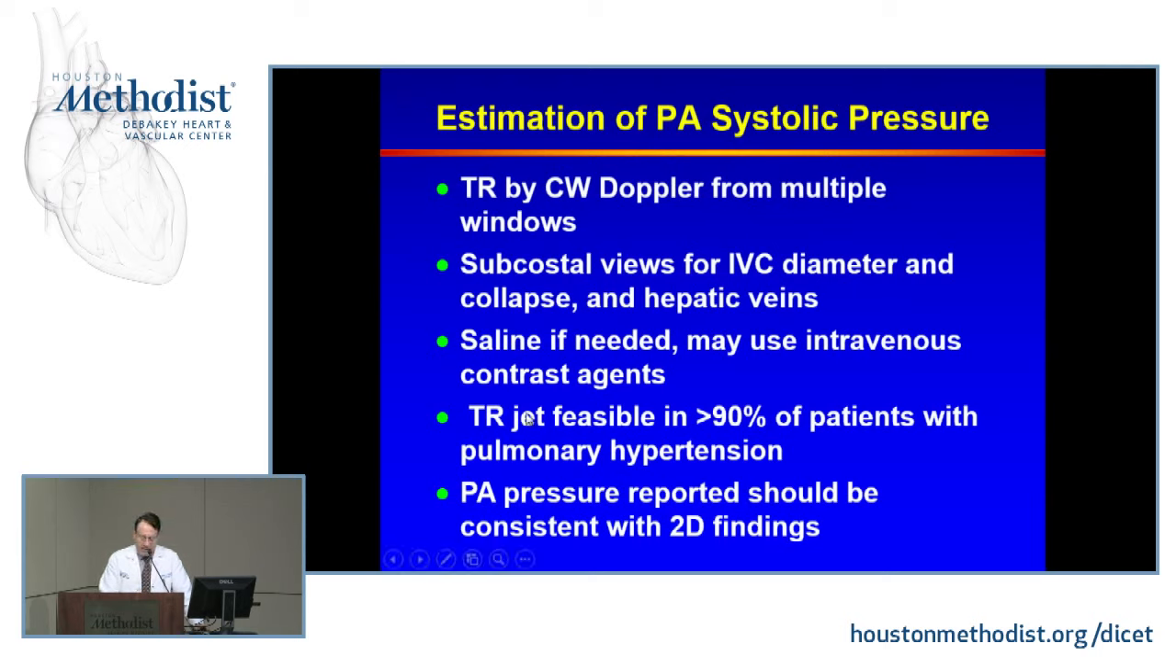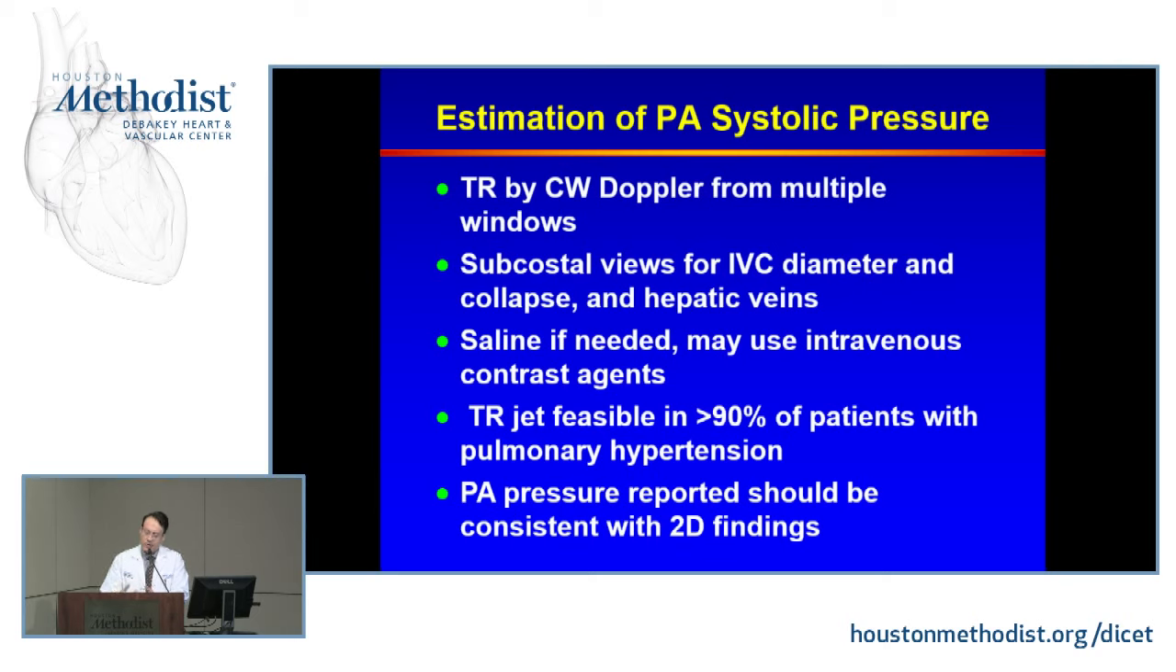How do we get PA systolic pressure? We get PA systolic pressure by tricuspid regurg from multiple windows. You can use agitated saline if needed. The good news is someone with true pulmonary hypertension, there is a high feasibility of getting PA pressures using the TR jet. And at the end, everything should fit together.